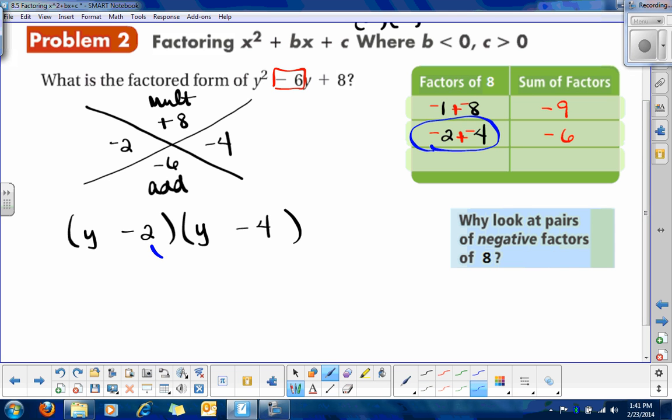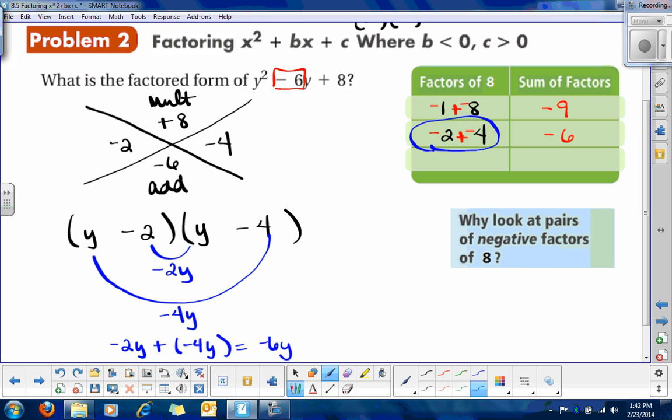So here, negative 2y plus negative 4y gives us negative 6y. Negative 2y plus negative 4y equals negative 6y. So we are correct. So this is your final answer right here. There's your final answer. Okay?